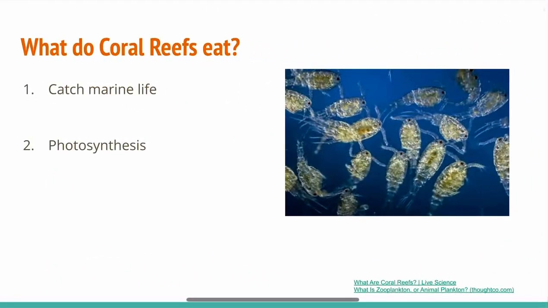Coral reefs rely on marine life as a food source. Some species catch small marine life like fish and plankton. Two examples of plankton are zooplankton and bacterioplankton. In the image, you can see many zooplankton. They are able to catch these species by using the stinging tentacles on the outer edges of their bodies.